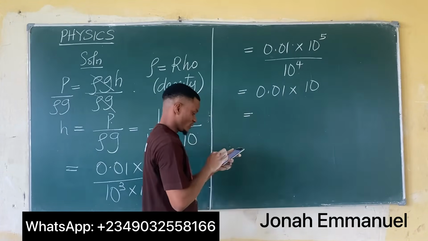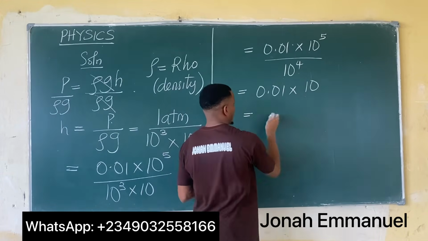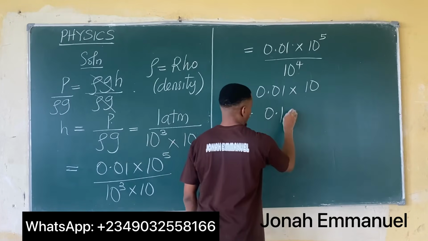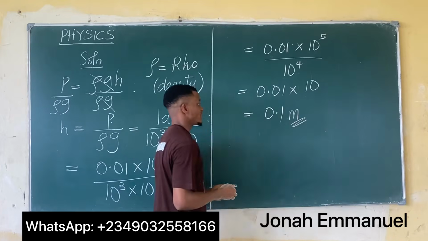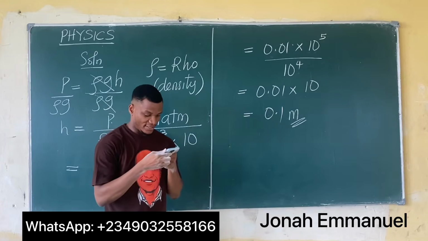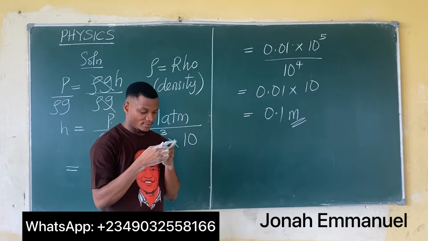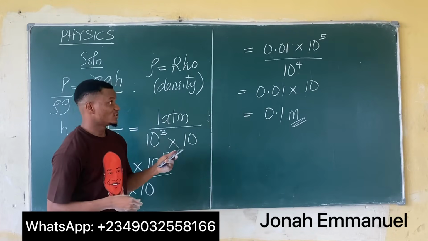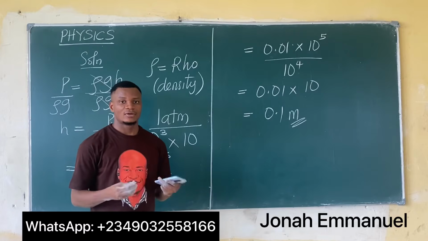So that's equal to, multiply this by 10, that gives you 0.1. You're looking for height, so that's in meters. Your answer is 0.1 meters, and that is option A. A says 0.1 meter. So this is how you solve this question.